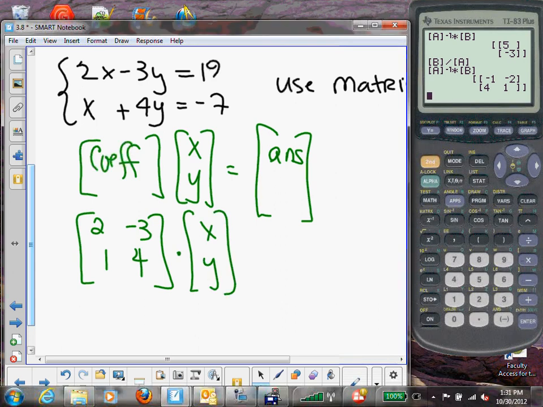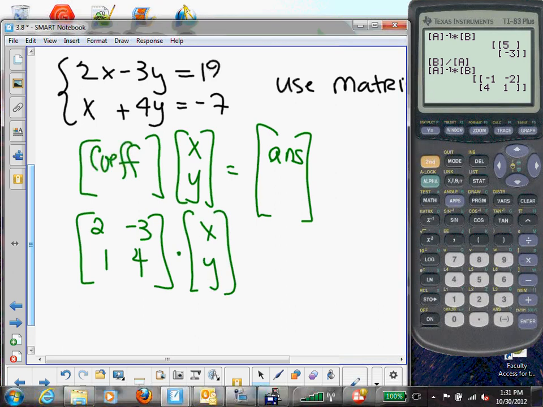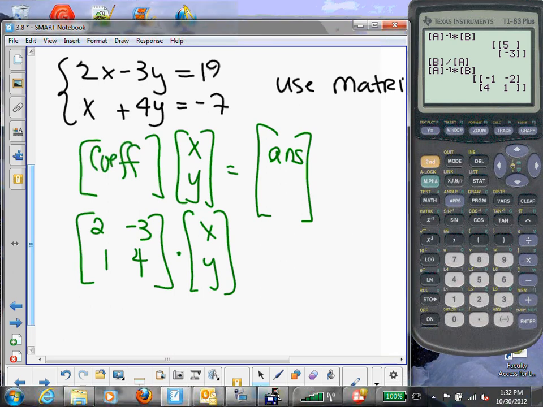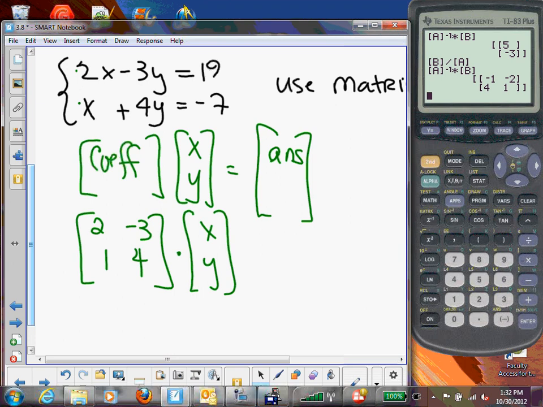Because look, if we multiply 2, negative 3 by x, y, don't I get 2x minus 3y? If I multiply 2, negative 3, row by column, don't I get my first equation? Row by column gives me my second equation. Okay? It is cool. Well, hold on. This is equal to 19, negative 7, right?